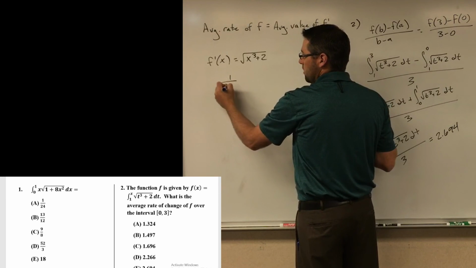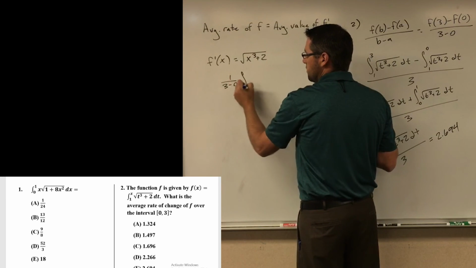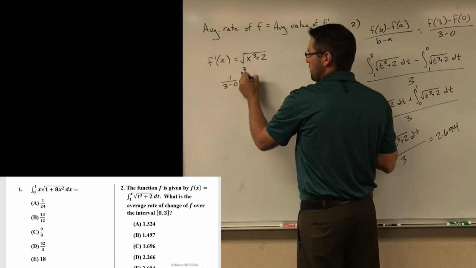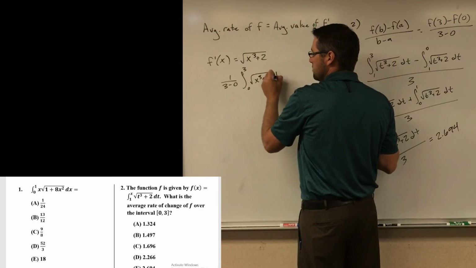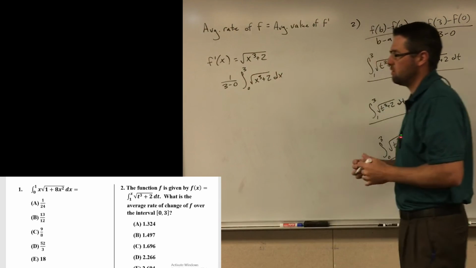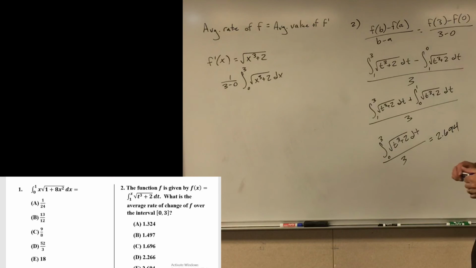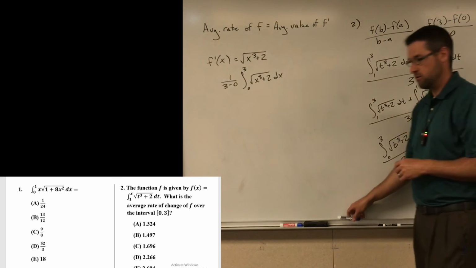So it'd be 1 over 3 minus 0 times the integral from 0 to 3 of the square root of x cubed plus 2 dx. So I guess that worked as well. Just trying to understand why. Okay? And did you get the same answer for that? 2.694? Yes? Okay.